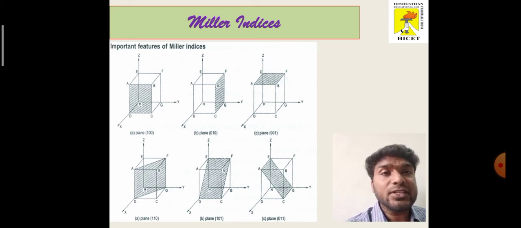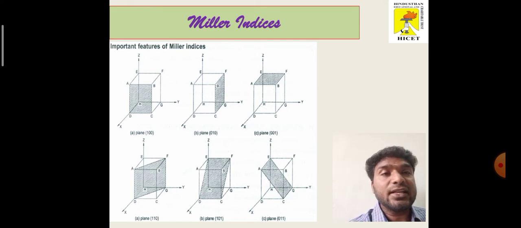Can you all understand this? The Miller indices is simple, which will represent a plane in the crystal, in a unit cell. Where the plane is intercepting along the three coordinate axes, that is called the Miller indices. If you take the reciprocal of the intercepts, we will get the Miller indices.